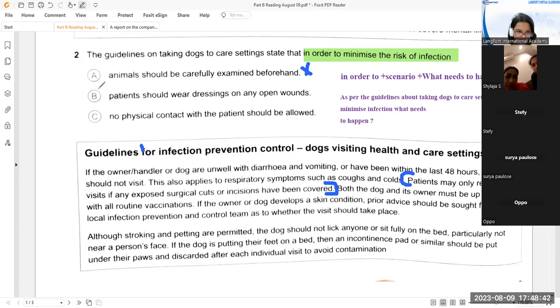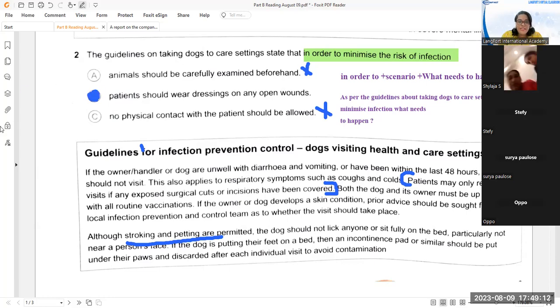The guideline on taking dogs to care settings states that in order to minimize the risk of infection, no physical contact with the patient should be allowed. Have they said that you cannot have any physical contact when the dog comes to a setting? Nothing. Stroking and petting are permitted, right? So no physical contact, is that correct? No. Option B is the answer.